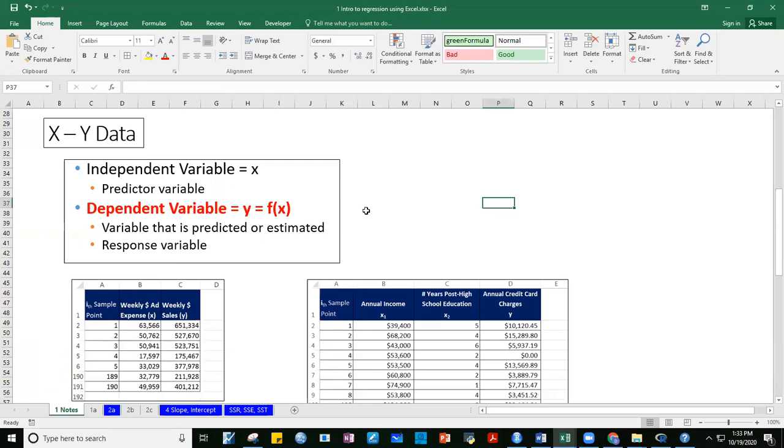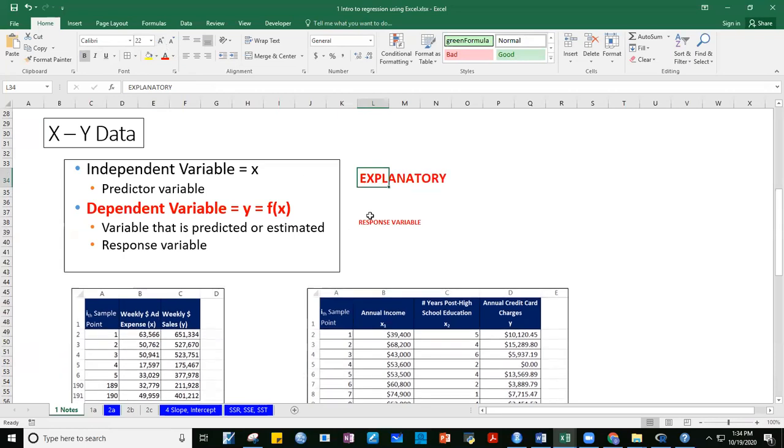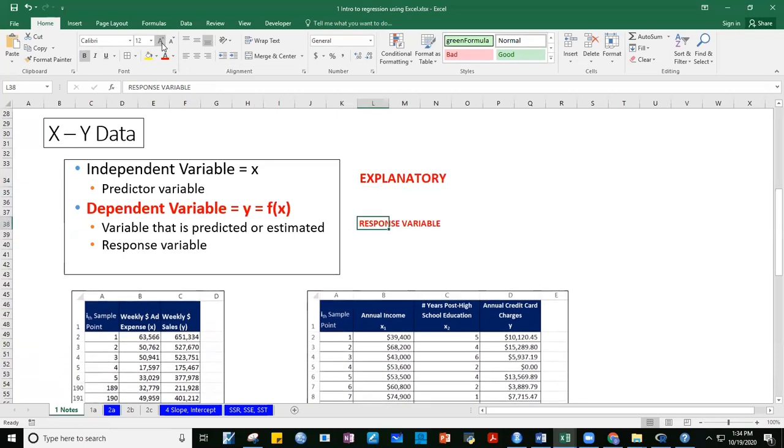So we said that for the independent variable, there are different names for that. Dependent variable may be called response variable. Okay? It's also called response variable. And the independent variable can also be called explanatory. Explanatory. Okay. So several names to denote your dependent and independent. Explanatory and response.